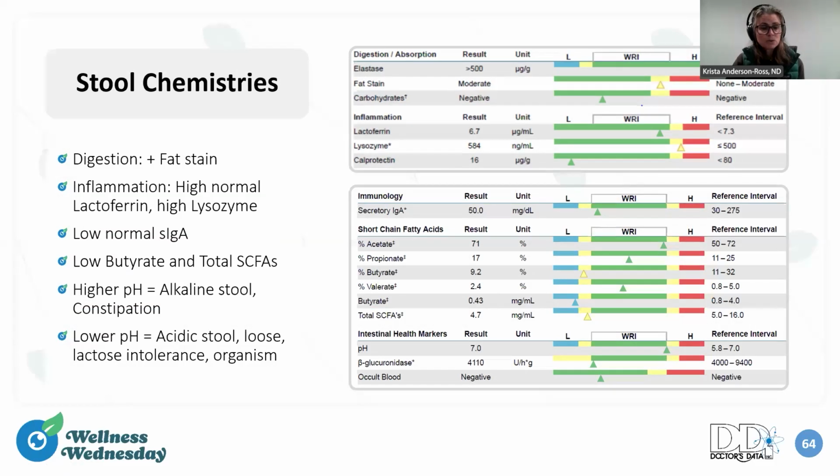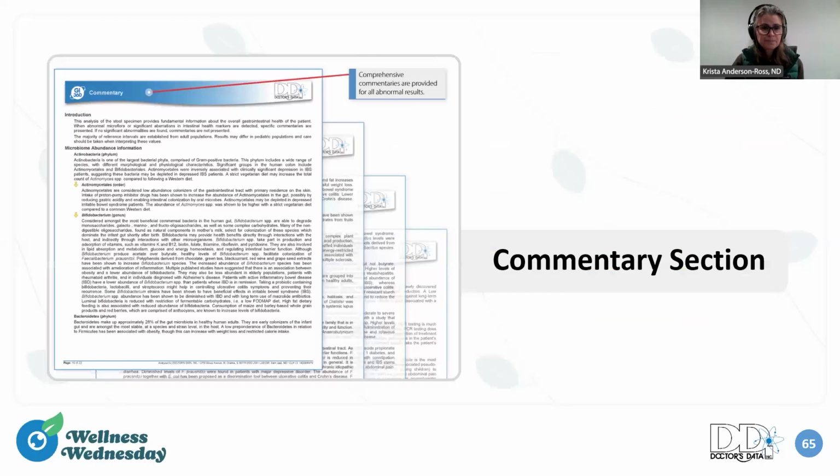And finally, the stool pH helps to identify whether the environment is too acidic, which we often see with loose stools and lactose intolerance, or if it's too alkaline, which we see with constipation. And then the subsequent commentary section is dynamic, and it's based on your patient's individual results. So you can see here, in this case, this patient's levels were low normal in yellow.